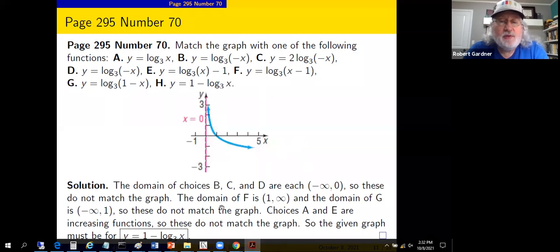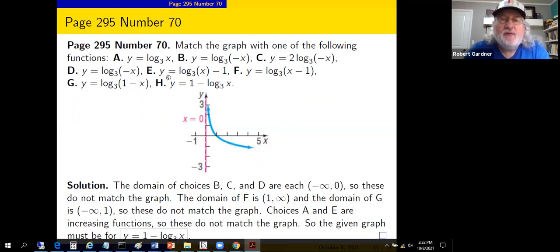the others. Let's see, we eliminate H. I didn't eliminate H. Let's see if we can eliminate this one. It's got the right domain. I'm sorry, I'm misreading it. H is going to be the answer. Excuse me, I'm going to eliminate A and E.